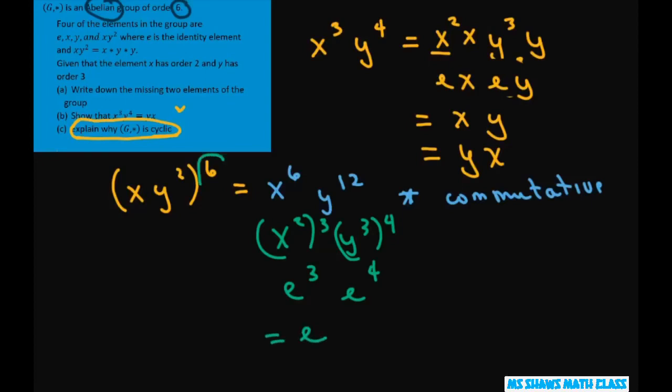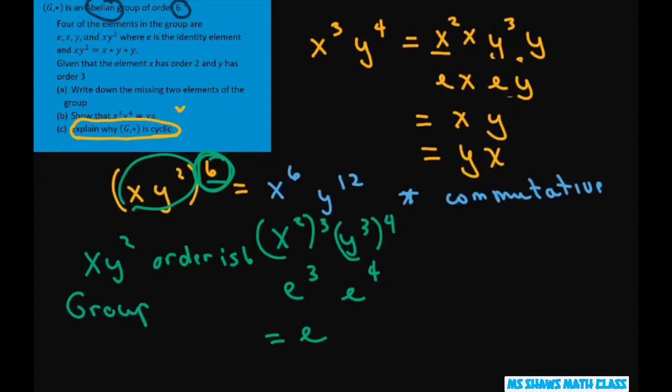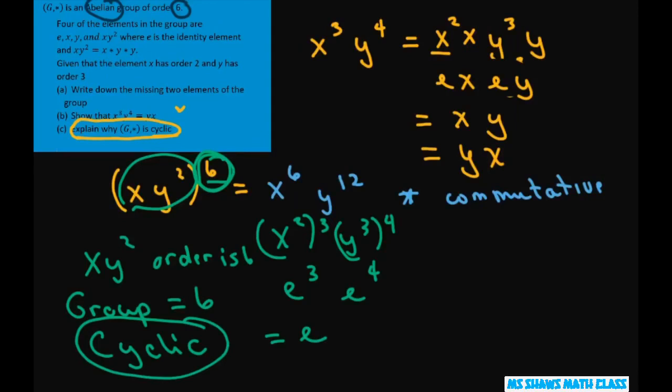So that means this element that's in our group has the same order as our group. So the order of the element is 6, and the order of the group also is 6. That means it's cyclic. Okay, and it wouldn't have worked for any other elements.